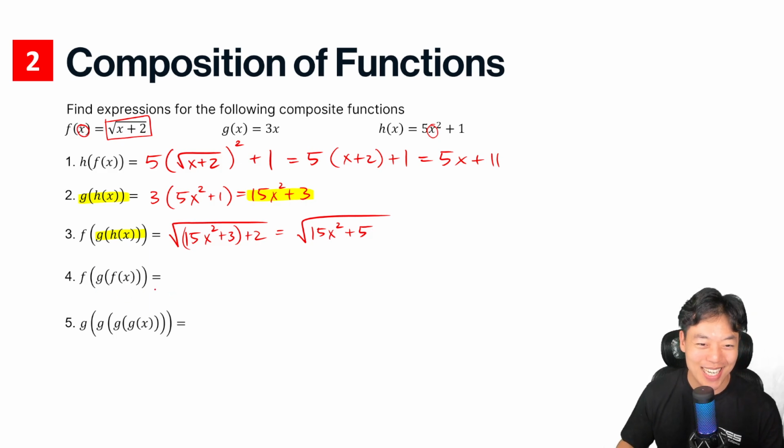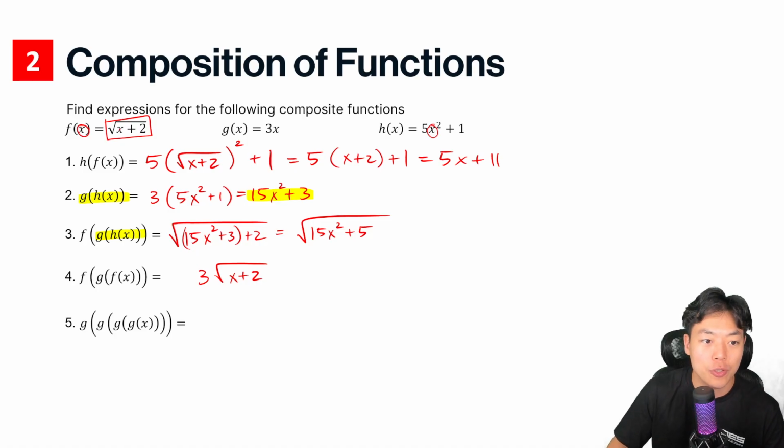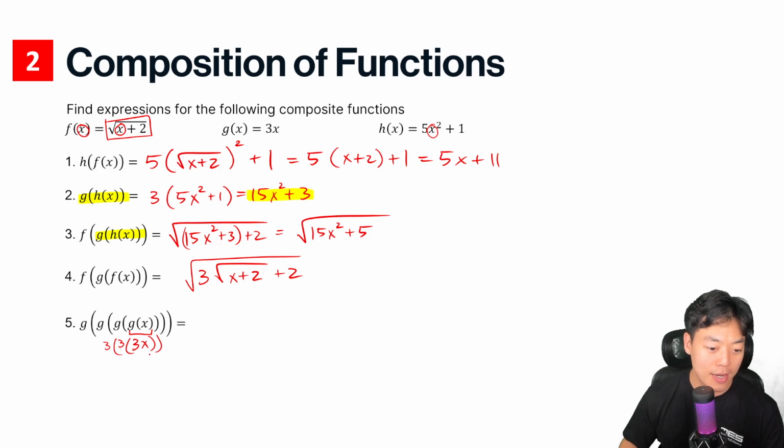Now, f of g of f of x. All right, we're getting a little crazy now. g of f of x will be 3 times the square root of x plus 2. And we're going to plug that back into f of x. So now we'll have all this plus 2. We have g of x. Okay, let's take this one step at a time. g of x is 3x. So g of x will be 3 times 3x. Well, g of x will be 3 times all that. And then g of x will be 3 times all that. So 1, 2, 3, 4 3's. So 3 to the 4th, that's 81. So it's 81x.